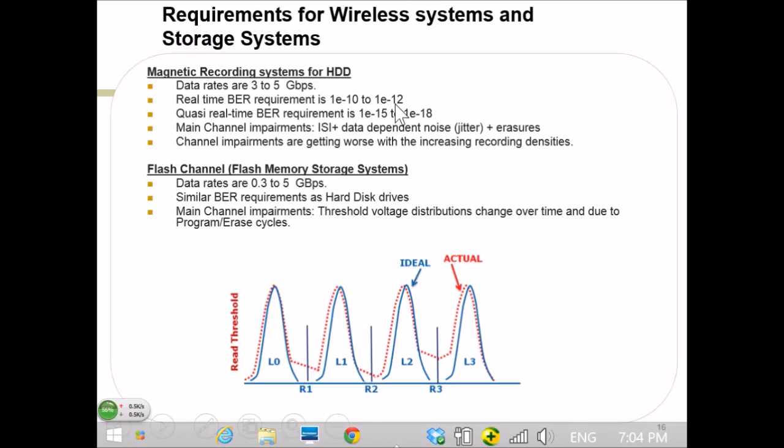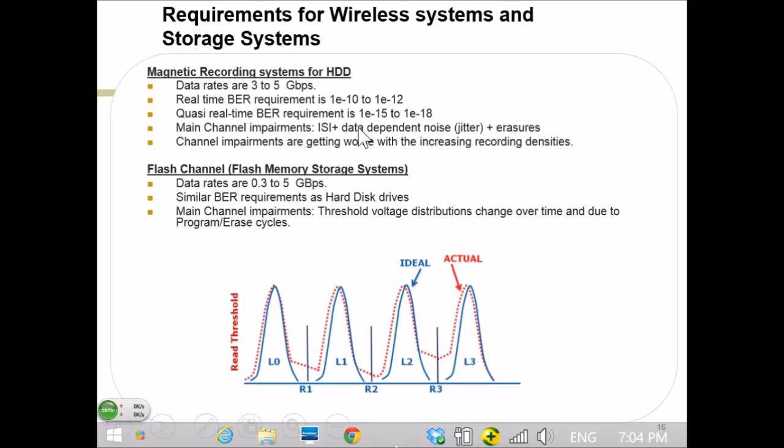Real-time means when we read the data from the hard disk drive, when it is operating at this line rate, the errors you should see should be around 1e minus 10 to 1e minus 12. And quasi real time means I occasionally get some error, but I can do some post processing that affects my throughput, but that happens very rarely. So I need to achieve 1e minus 15 to 1e minus 18.